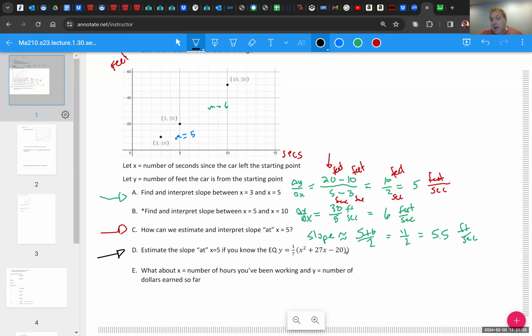Regardless, we're going to use the equation to generate additional data, because I can put any x value in here and get the corresponding y value. So I don't have to rely on just 3 and 5 and 10 as x values. I can choose any x values I want.